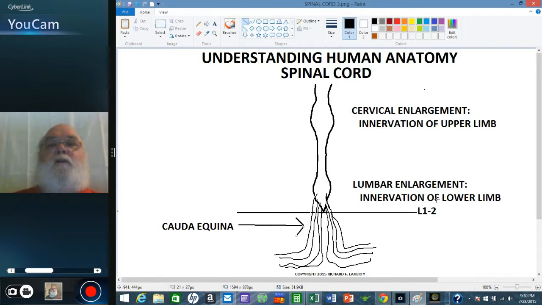The spinal cord has two enlargements, a cervical enlargement and a lumbar enlargement, and these are enlargements because more neurons are needed to innervate the limbs, so the upper limb for cervical and the lower limb for lumbar. And then the nerves that originate in the lumbar and sacral region that have to descend to the foramen of exit form a structure known as the cauda equina.